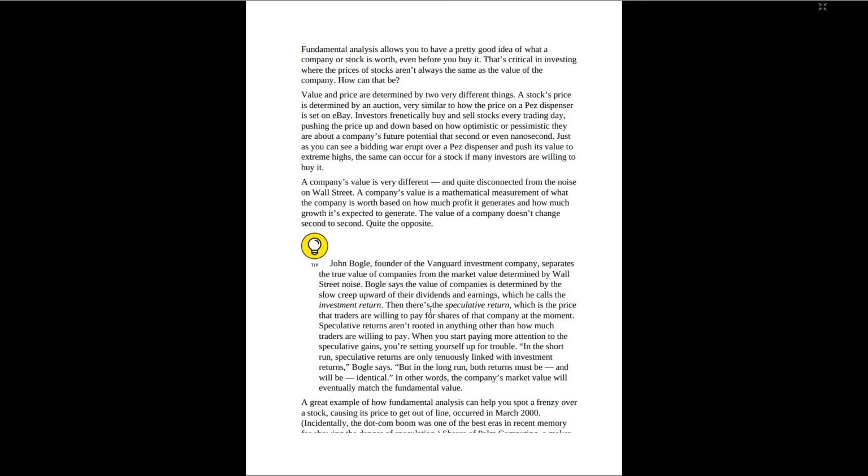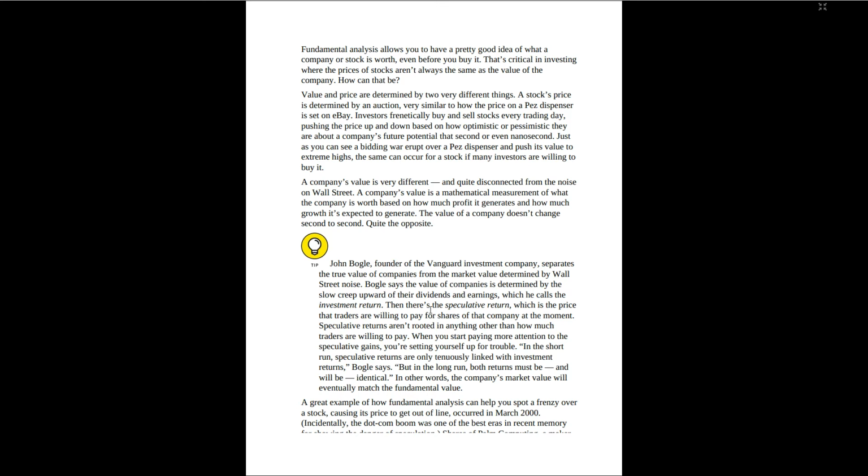Speculative returns are not rooted in anything other than how much traders are willing to pay. When you start paying more attention to the speculative gains, you are setting yourself up for trouble. In the short run, speculative returns are only tenuously linked with investment returns, Bogle says. But in the long run, both returns must be and will be identical. In other words, the company's market value will eventually match its fundamental value.